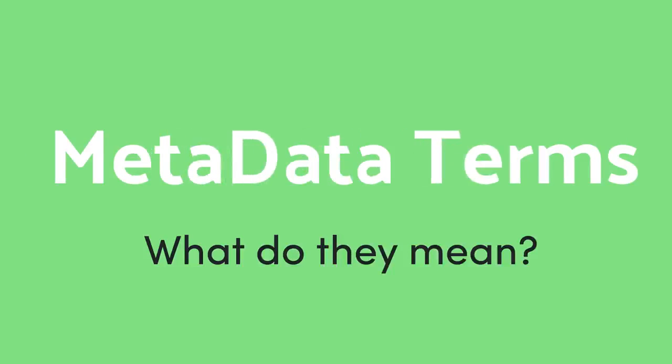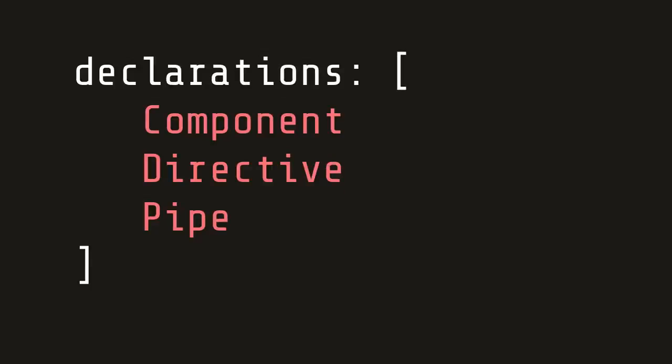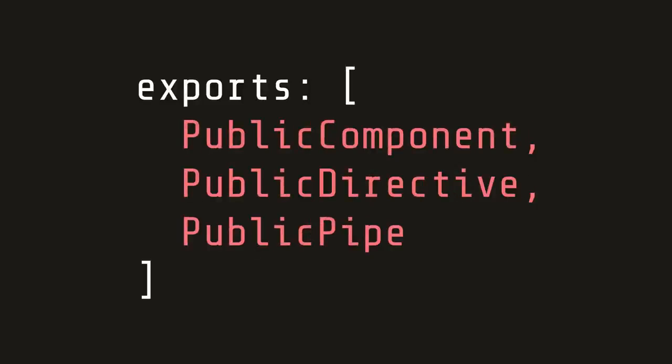Now let's look inside an NgModule and see what these metadata terms actually mean. First, we have declarations, which is where you would put any component, directive, or pipe, and then it'll be privately available to that module. If you want it to be publicly available to other modules, then you'll need to add it to the exports section.